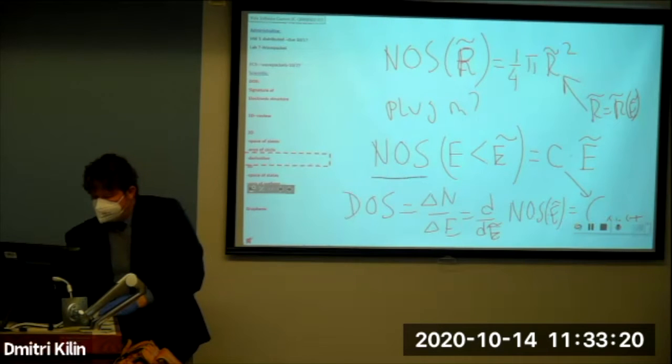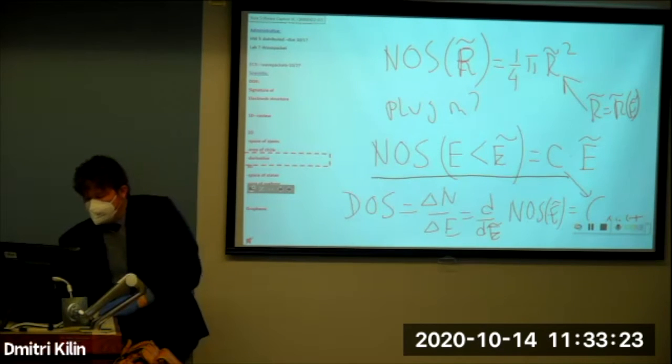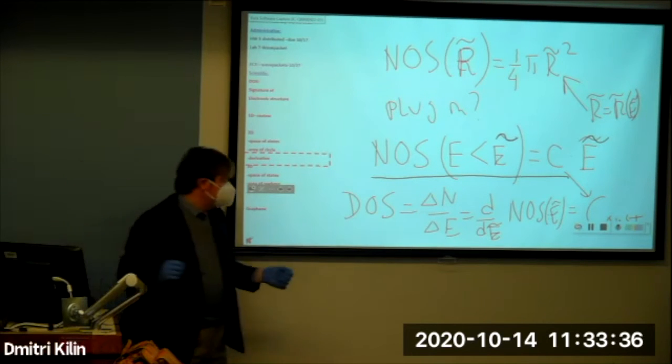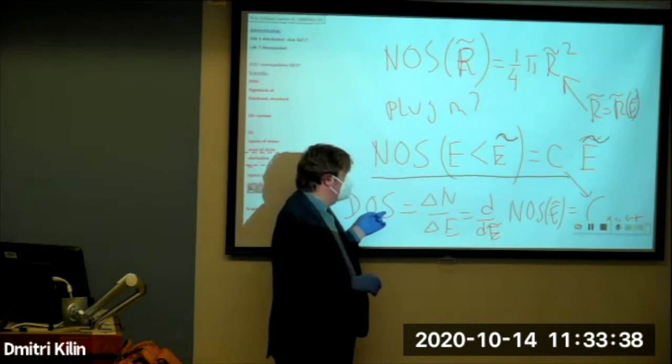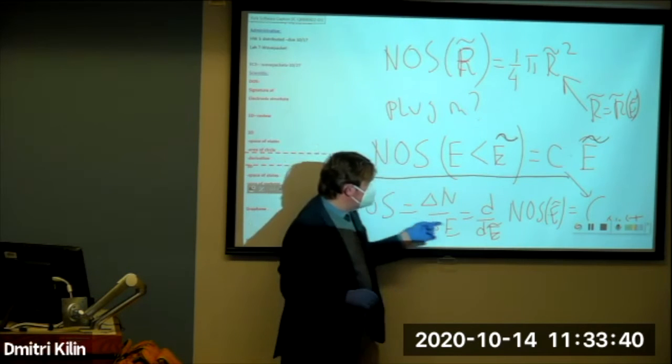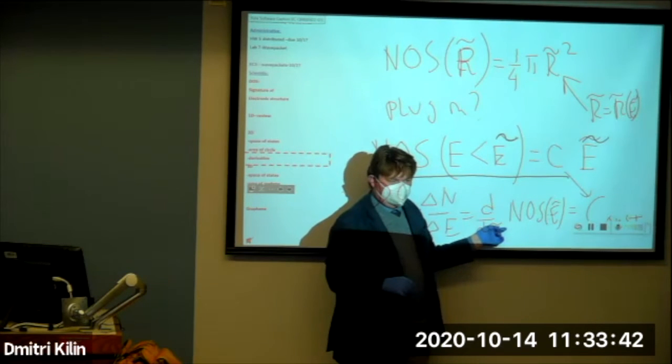So number of states, which means all quantum numbers with energy smaller than a certain value of energy, equals a constant times just this value of energy. And density of states, by definition, is a derivative of number of states with respect to energy. Make sense?